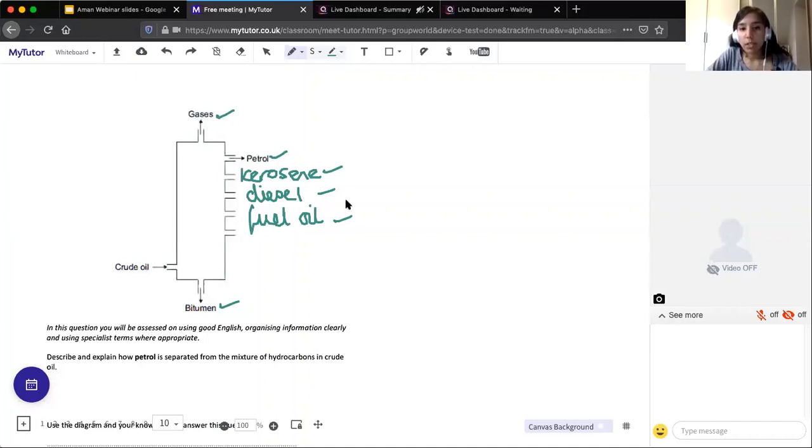What's key to kind of go into that then? So in these types of questions, you tend to get marks for your English, although we do see less of these questions now in the new exams. So what do we need to say about our fractionating column that's going to help us to answer this question?